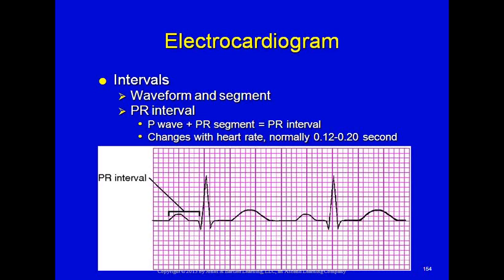Okay, so here they're talking more about the PR interval again, and the PR interval is usually between 3 and 5 small squares in length. When that becomes longer, you're looking at what's called a first degree AV block. When that becomes short, less than 3 small squares, you're looking at a condition known as Wolff-Parkinson-White.